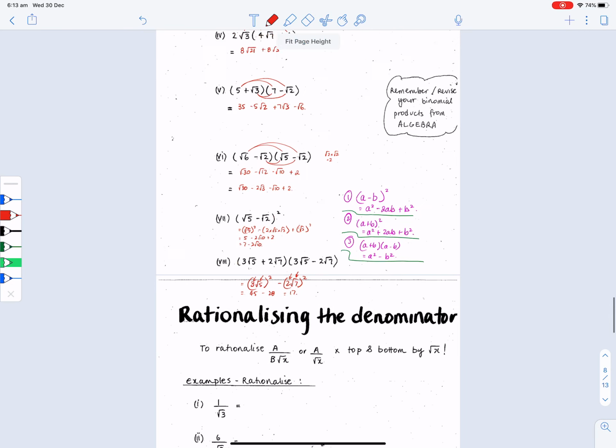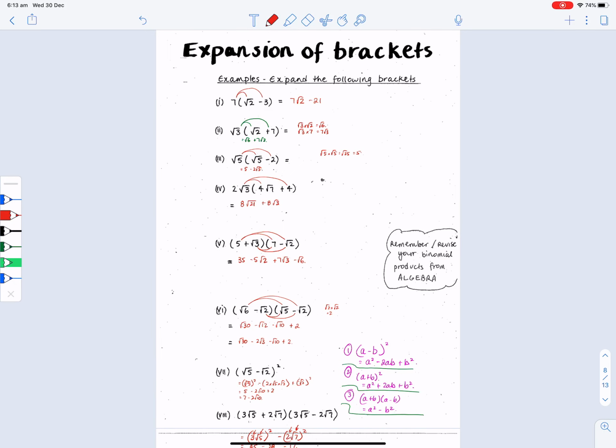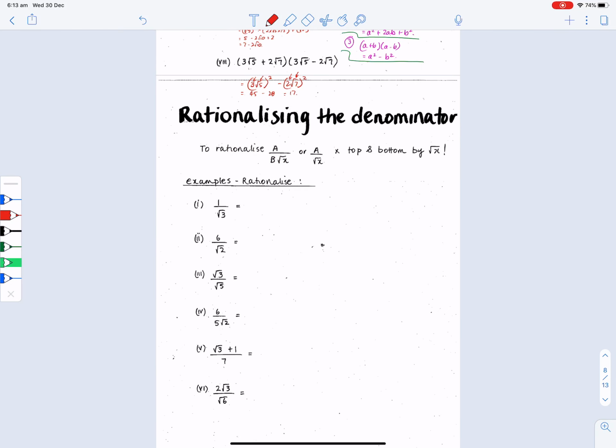And what a lot of schools do is they'll do up until this point in year 9, and then they'll do rationalizing the denominator in year 10. That's what most schools do. Some schools do the entire topic, including rationalizing the denominator in year 9. So that will be the next section coming up shortly.